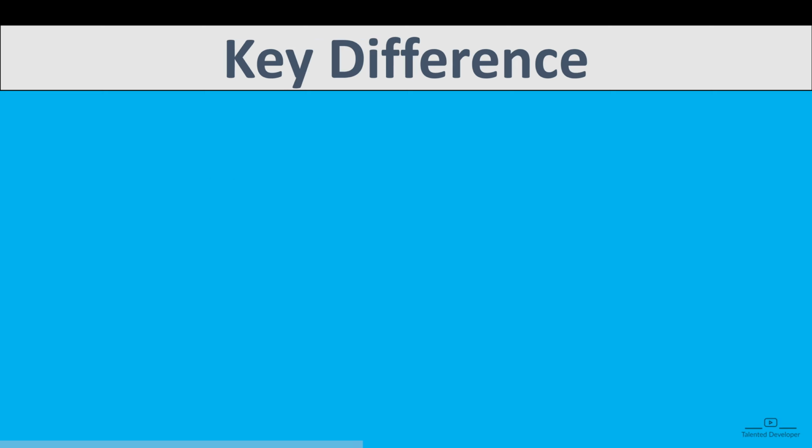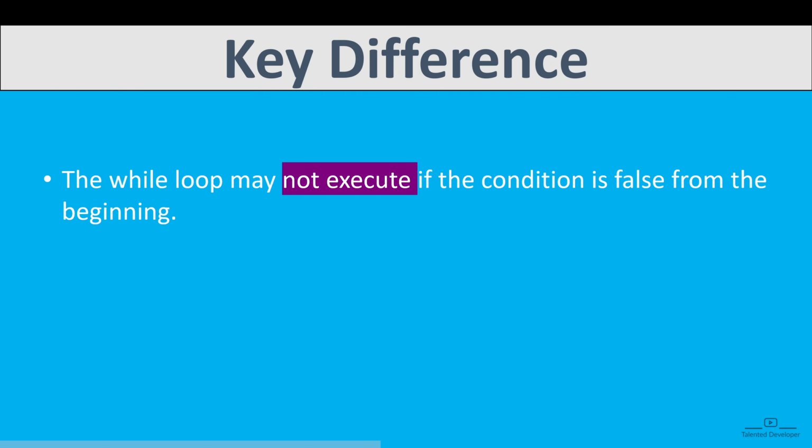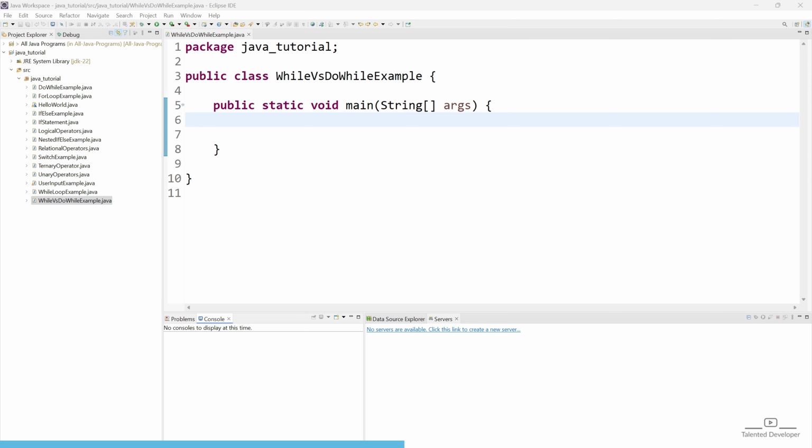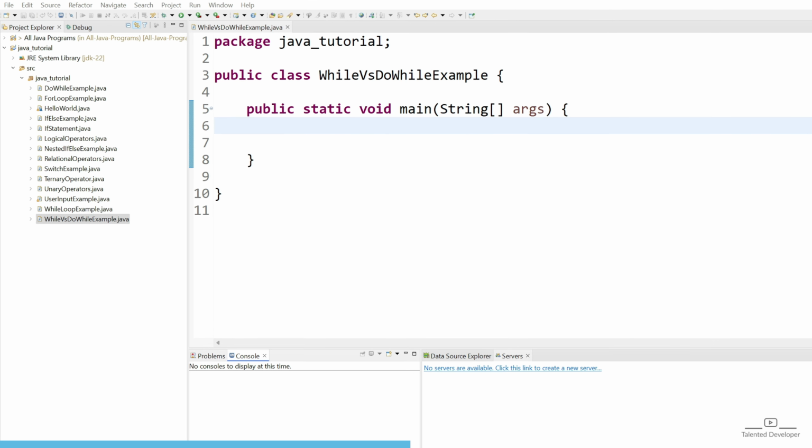So let's talk about the key difference between while loop and do while loop, and it is pretty simple. The while loop may not execute if the condition is false from the beginning, but the do while loop will always execute the code at least once, even if the condition is false. So let's try to see the code example, then we will understand.